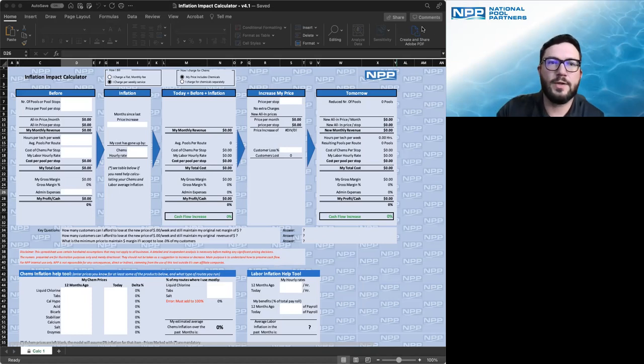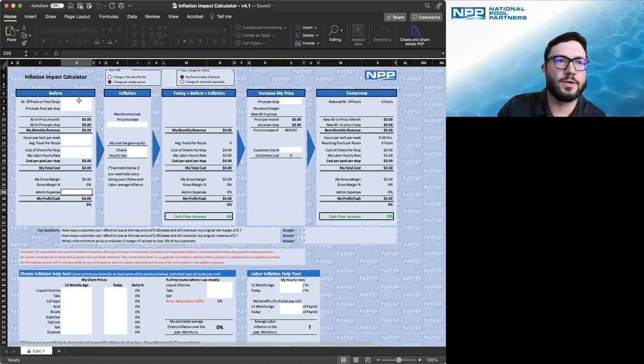So what we have here is our inflation impact calculator. It is a very easy to use spreadsheet made in Excel, and I'm going to show you how to use it. So in this example, I'm going to talk about companies that charge per weekly service and their price includes chemicals. Immediately after this example, I'm going to make a small change, click this button right here, and then show you how to use the calculator for a company that charges per weekly service, but charges for chemicals additionally.